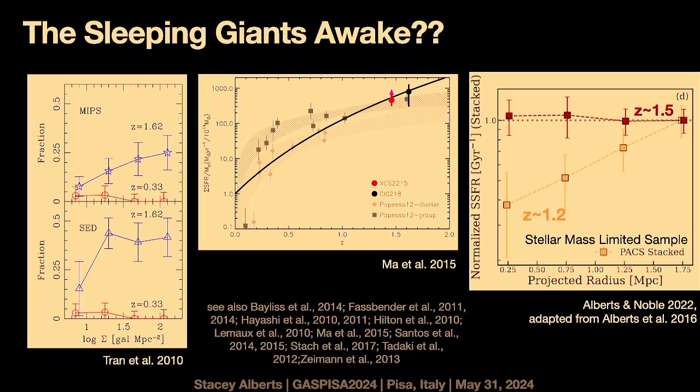And we split our survey into two, and we find that when we go to our highest redshift clusters, around redshift 1.5, we don't see this dip anymore in the specific star formation rate when we get into the cluster centers. And then it shows up again as we go down to redshift 1.